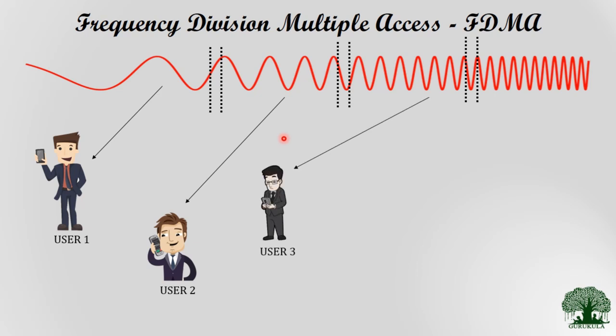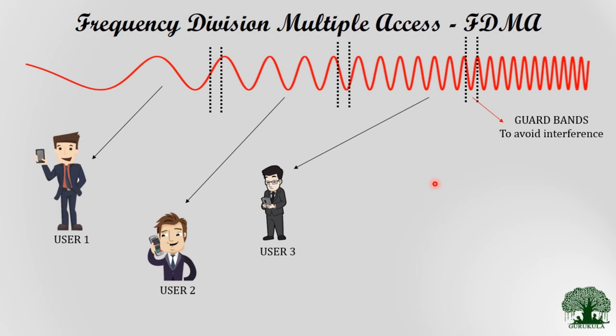As depicted in the figure, you could see that a different set of frequencies is allocated to different users. User 1 is using a different set of frequencies, user 2 uses a different set of frequencies, and user 3 uses a different set of frequencies. So it is clear that each and every user is differentiated in terms of frequencies. That is the name frequency division multiple access, meaning each user will be differentiated in terms of frequencies.